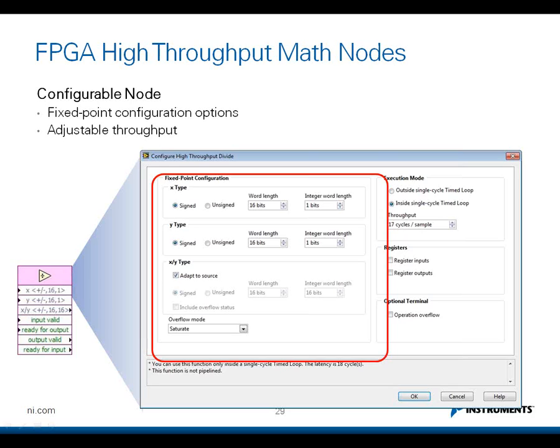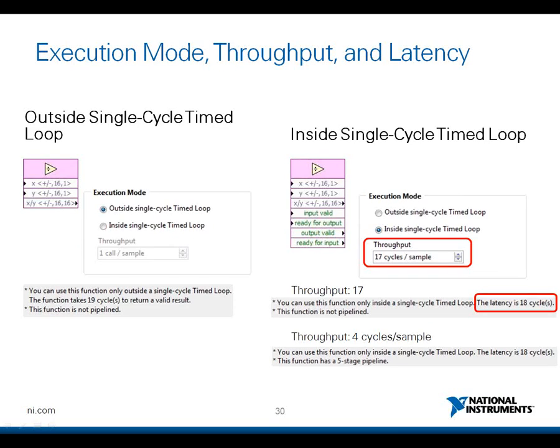Let us understand execution mode, throughput and latency in high throughput math nodes. The node generates different code depending on its configuration parameters. The execution mode configuration parameter determines if the node may be placed inside a single cycle time loop or not. Notice there are additional terminals on the node configured to operate inside a single cycle time loop. These terminals are also used for handshaking between upstream and downstream nodes in the same way as shown in the previous section. Notice you can configure the throughput of this node.